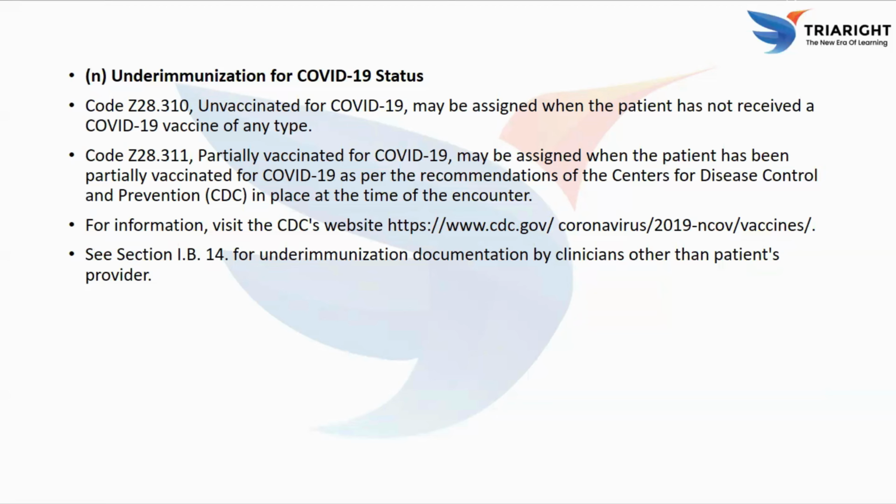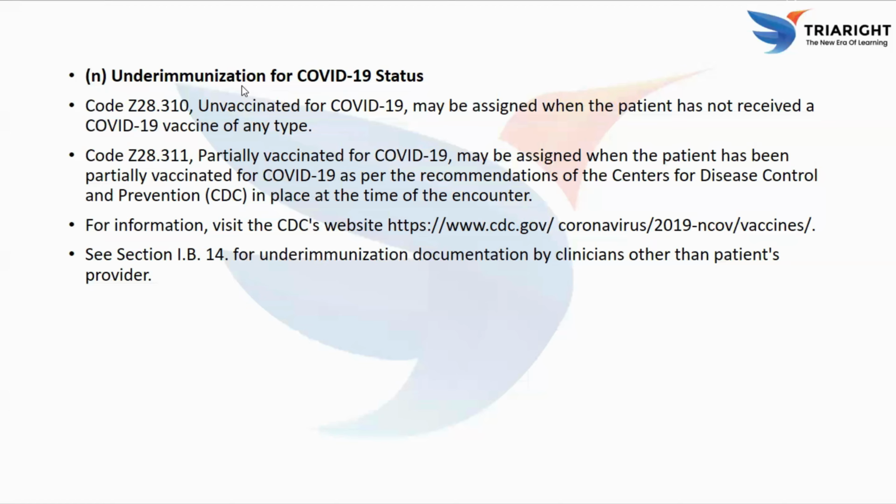So when to use this code? You have to use Z28.310 when the patient has never received any COVID-19 vaccine or has received 0 doses for any COVID vaccine type. Example, if a patient comes for a routine checkup and, when asked about vaccination, says they have never taken any COVID-19 vaccine, you have to assign Z28.310 in this case.